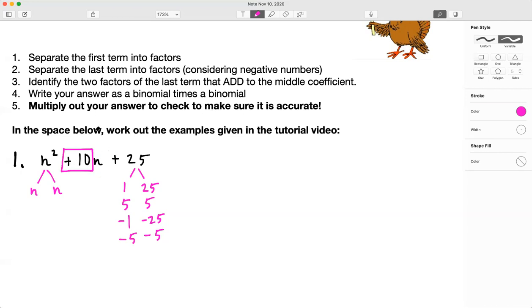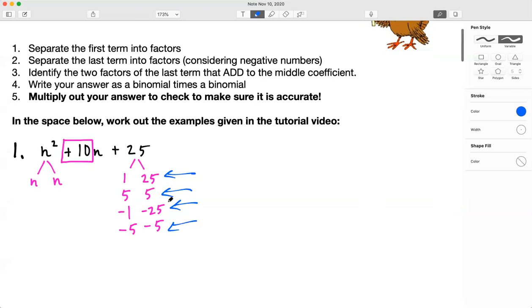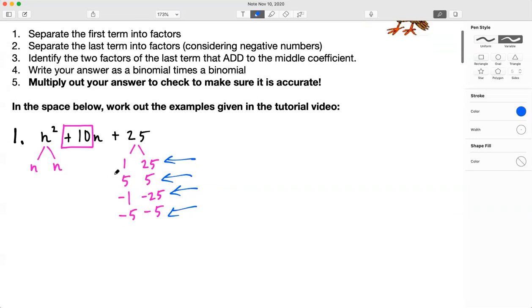So what we need to do is identify 2 factors. Which set of factors add to the middle coefficient? So which one of these adds to 10? Well, 1 plus 25, that doesn't. 5 plus 5, that does. So that will be our answer, or part of our answer. That will lead us to our answer.